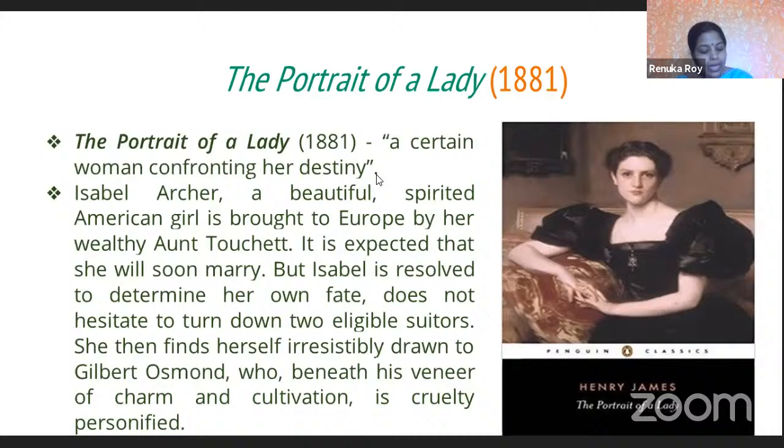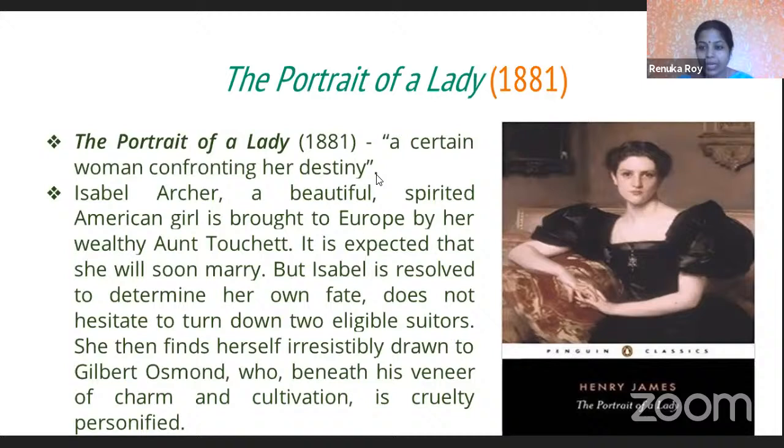Isabel comes to England in order to broaden her own cultural gamut. She attracts the attention of numerous suitors. Yet, owing to her own fanciful notion of preserving her freedom, she declines the proposal of an English gentry, Lord Warburton. So, the first suitor that she meets is Lord Warburton.